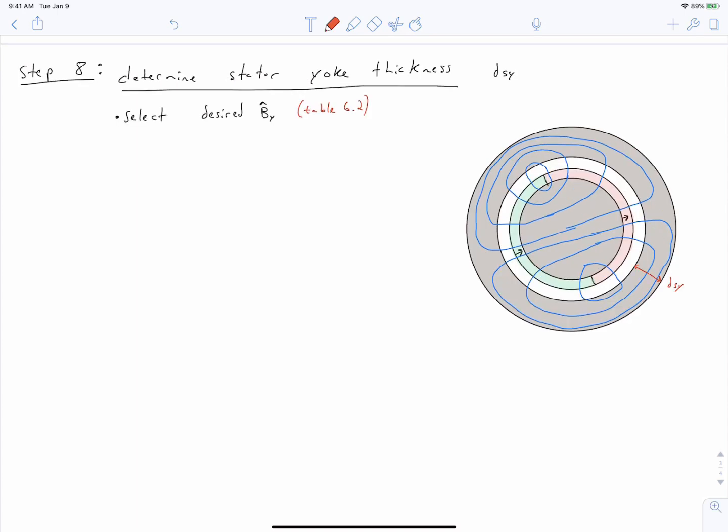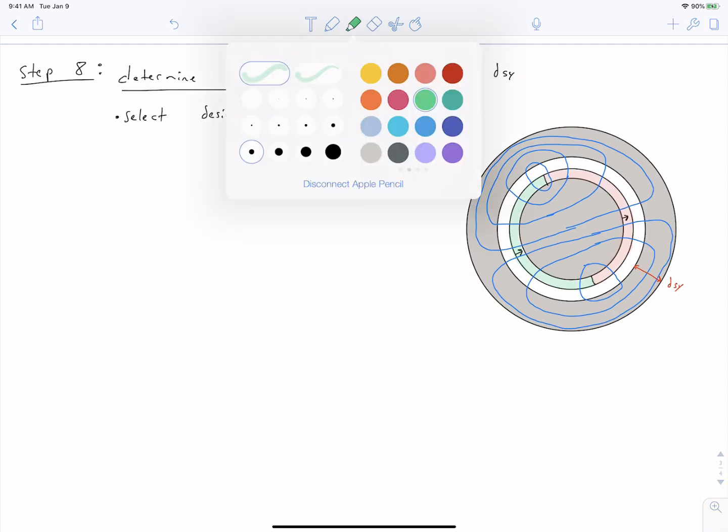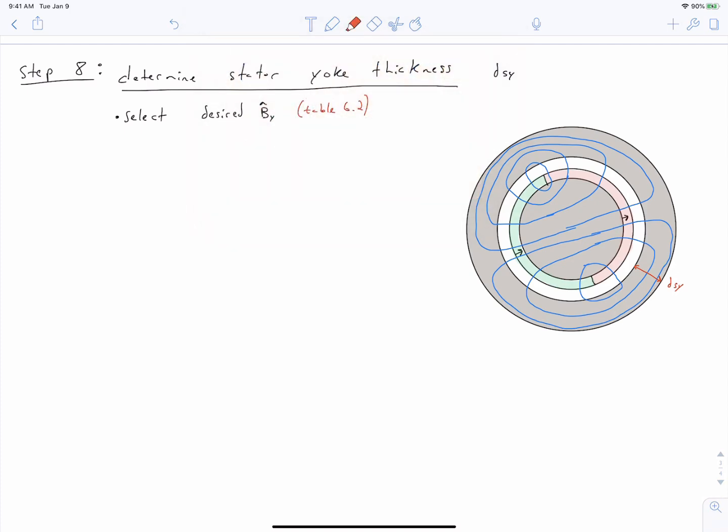And to help us to do this, I've drawn a cross-section of a two-pole motor with a slotless stator and drawn the flux lines that we would expect to see in there if we did an FEA solve. The dimension that we're trying to figure out, again, is the thickness of our back iron, the thickness of our steel stator yoke. And we're going to do this again based on conservation of flux.